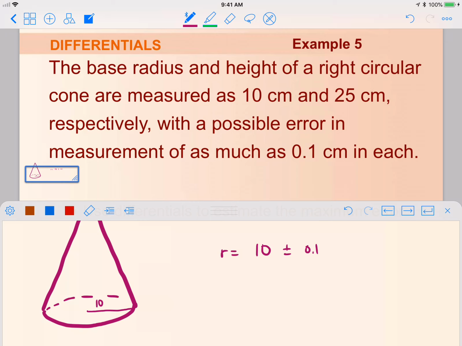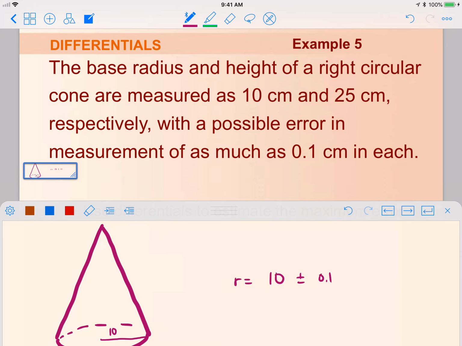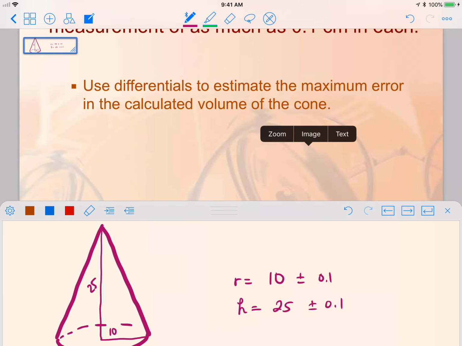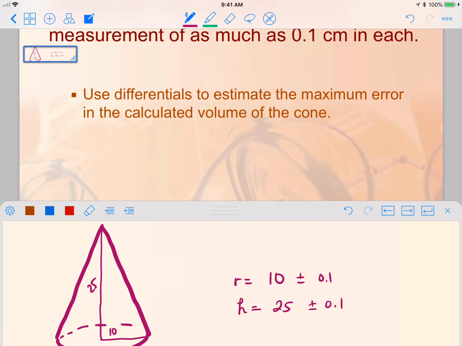And the height, which would be from here to here, was measured to be 25. So it's 25 plus or minus 0.1 centimeters. Okay. And we're supposed to use differentials to estimate the maximum error in the calculated volume of the cone.